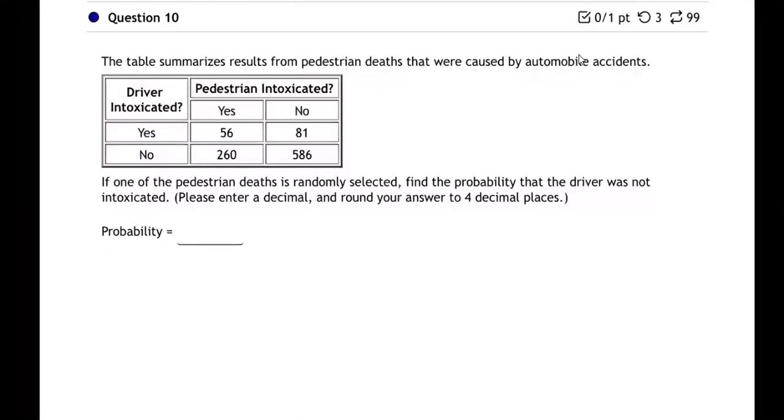Okay, so let's take a look here. Was the driver intoxicated, yes or no? Was the pedestrian intoxicated, yes or no? And then we have different numbers here. So what do we know about these 56 people right here?